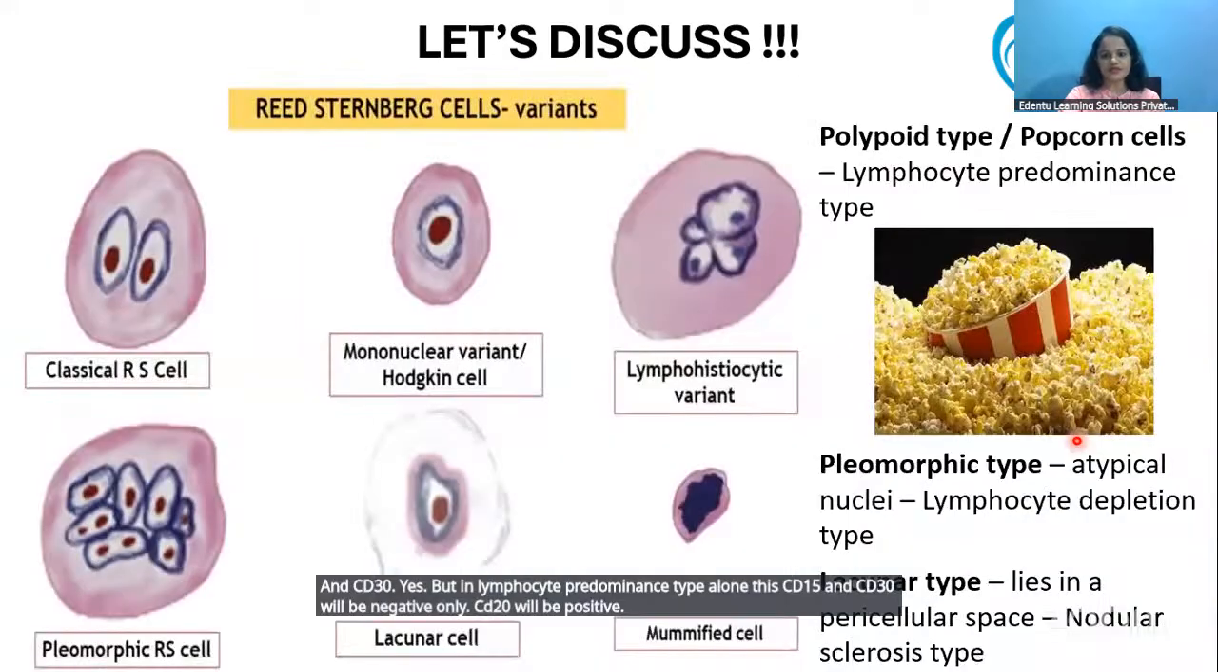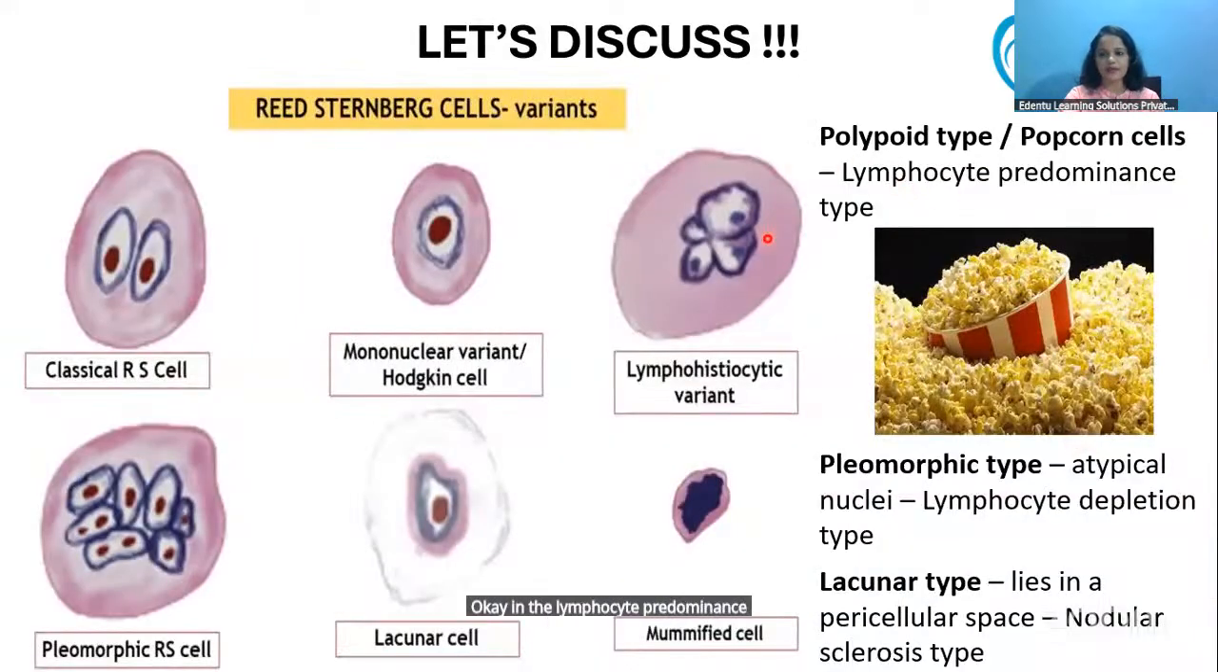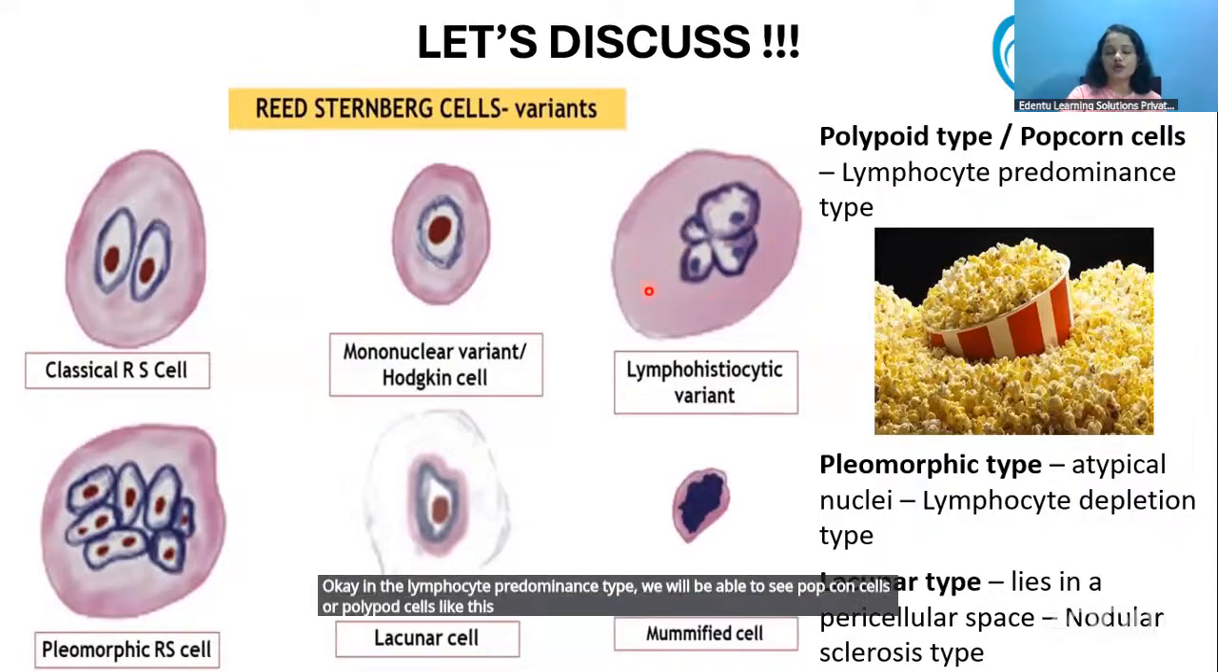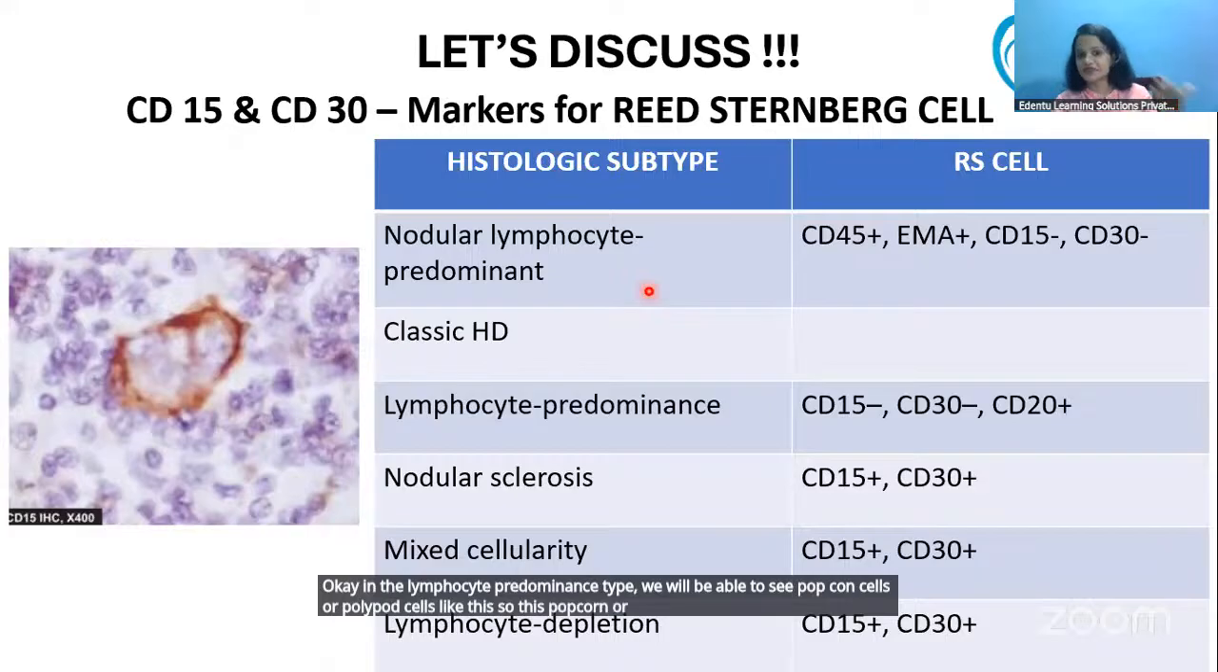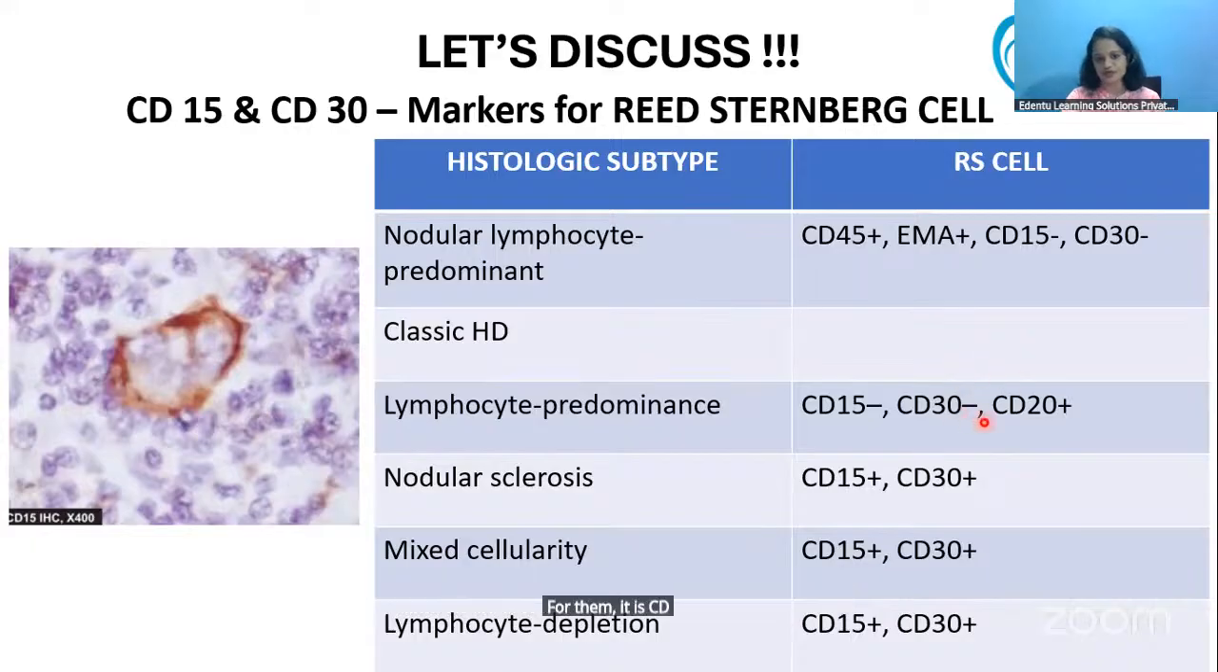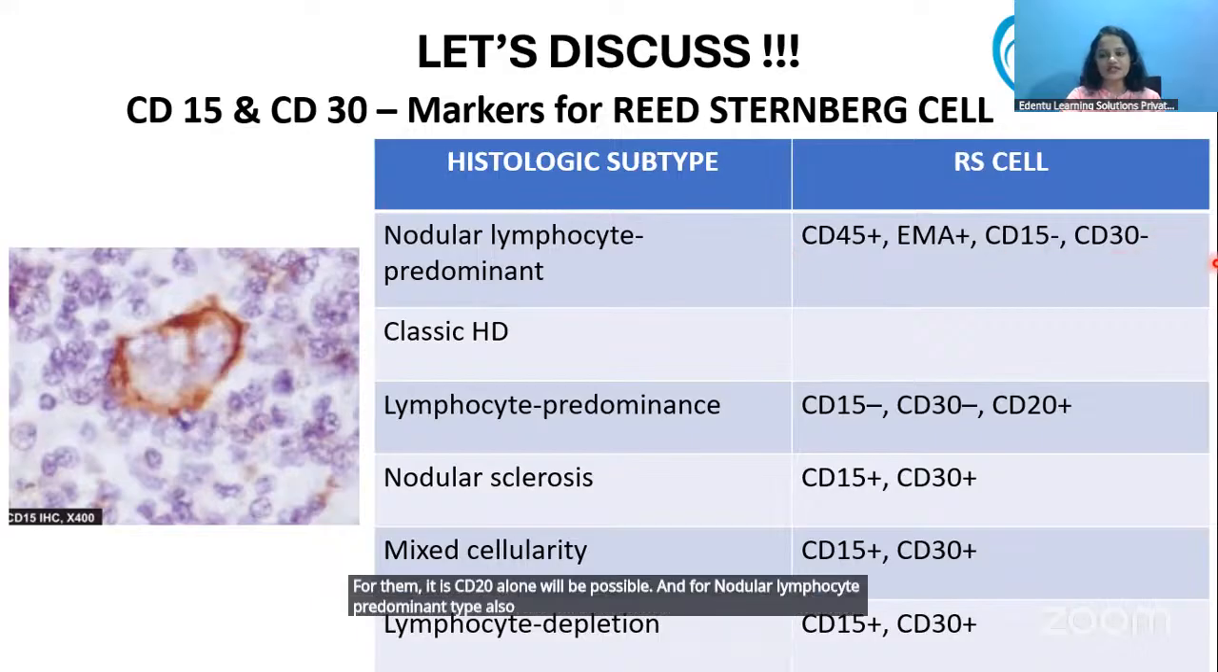Okay. In the lymphocyte predominance type, we will be able to see popcorn cells or polypoid cells like this. So these popcorn or polypoid cells will show negativity for CD15 and CD30. For them, CD20 alone will be positive. And for nodular lymphocyte predominant type also, CD15 and 30 will be negative, only CD45 will be positive. For all the other variants of Hodgkin's lymphoma, it will show positivity for CD15 and CD30.